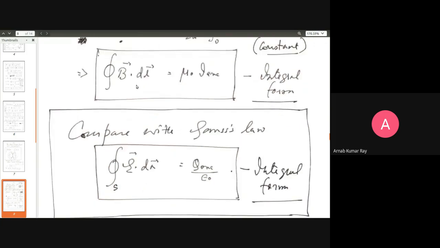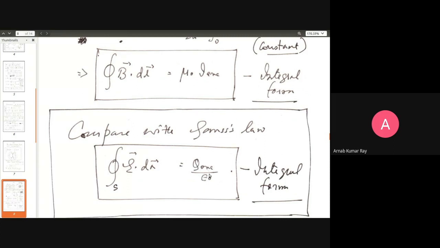You just look at it. You have got B here, you have got E here. You have got a loop integral over here, dot dl, path integral over here. And here you've got a surface integral. Basically, the left-hand side over here is a closed surface flux. And the left-hand side here is a loop integral. Closed path integral is a loop. Closed path integral here. Now let us look at the right-hand side. Here you have charge enclosed. Here you have got current enclosed. And here you've got 1 upon epsilon naught, and here you've got mu naught.